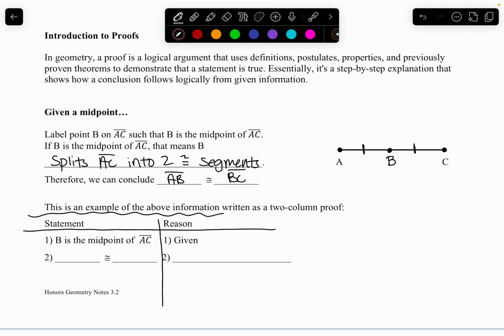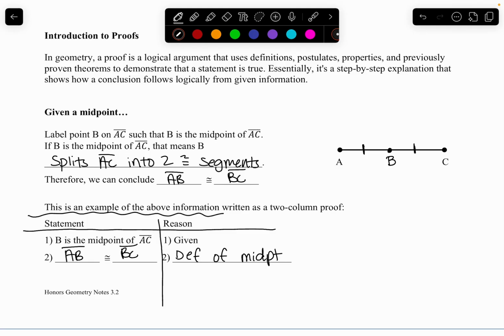So the statement, B is the midpoint of AC. How do you know that that's true? That was given information, okay? Since B was the midpoint of AC, we were able to conclude that AB was congruent to BC. The reason that we know that is the definition of a midpoint, okay?